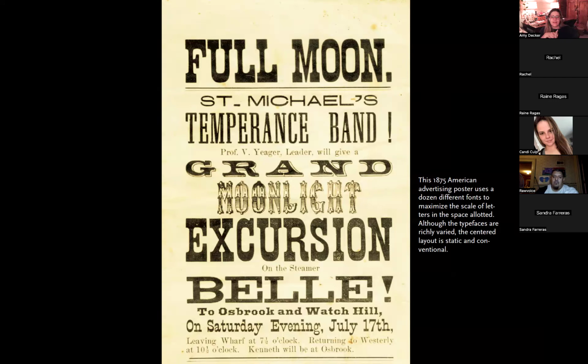This is an 1875 advertising poster with everything center aligned, over a dozen typefaces, and it's definitely like nothing we would want to do today, but it is something that's showing the kind of pay attention to me, pay attention to me. The one thing that's helping us be able to read it is that they did keep it center aligned. So it's really a static layout, even though there's so many typefaces on here to look at.